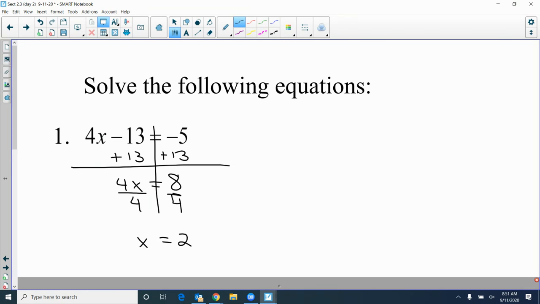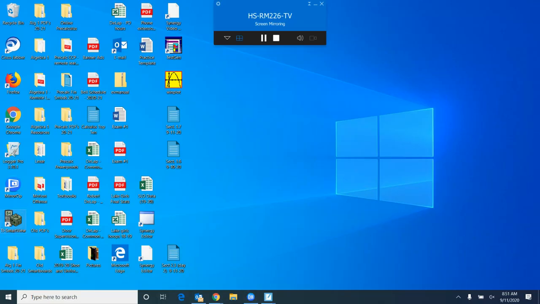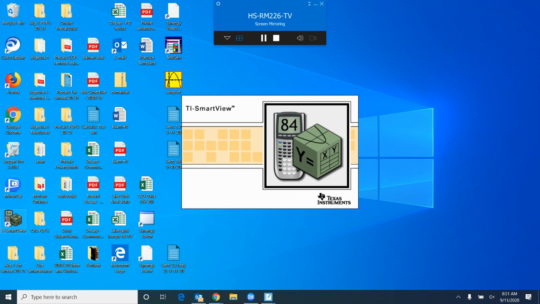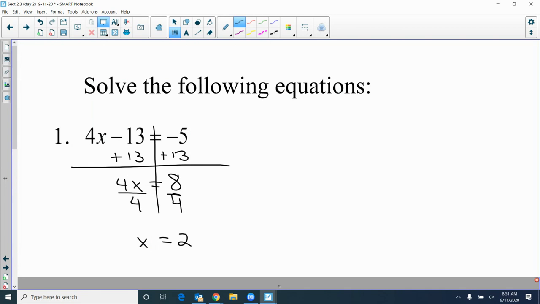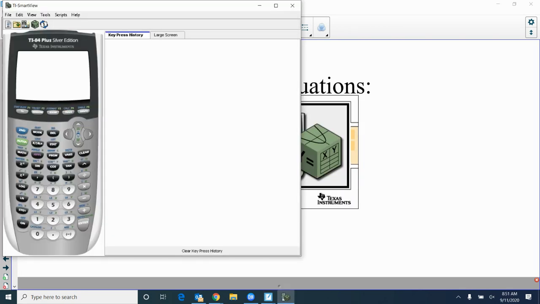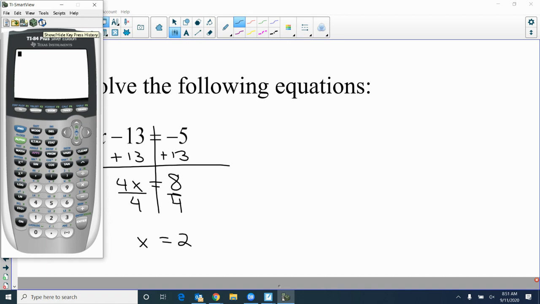All of these are checkable. You just substitute it in and see what you get. And let me see, where's my calculator? Oh, there it comes. And so you can check it with your calculator, and you can also check it by writing it out. So it's 4 times 2 minus 13, and if we're right, that's got to equal -5. So I know I'm right.